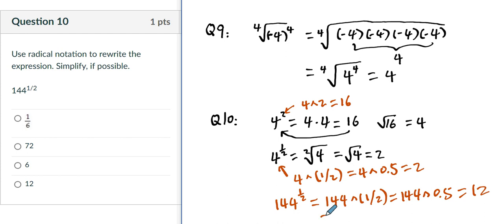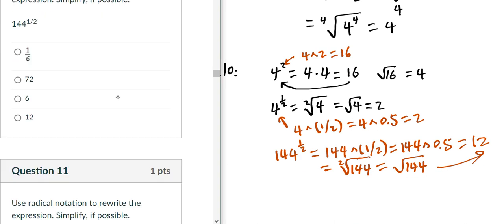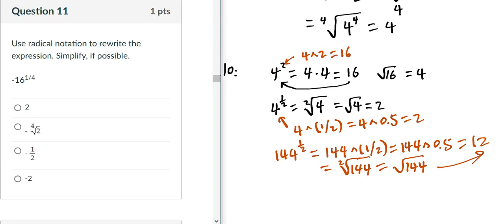Mathematically, you know 144 to the 1/2 is 144 choose the square root. There is an index 2 here, but you do not have to write it when it is 2, so you still get 12. Okay? All right, now let's look at question 11.